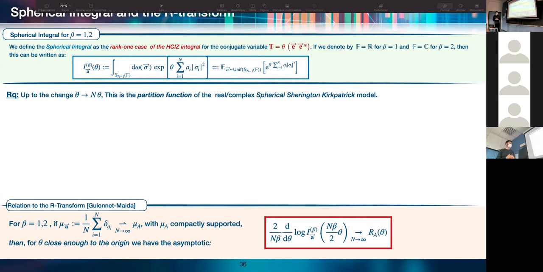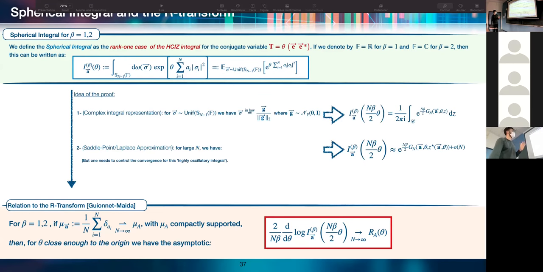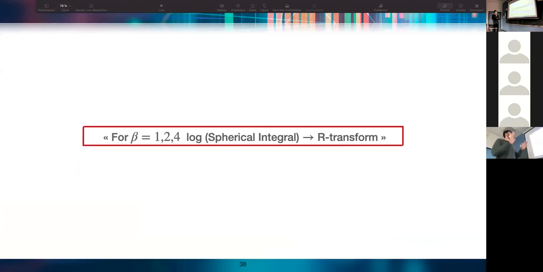So that's a very important result. There is an idea of the proof, but I won't discuss it. But that's a very important part. So the log of the spherical integral at large N is nothing else than the R transform, which linearizes the free convolution.